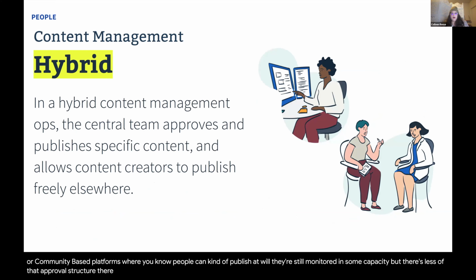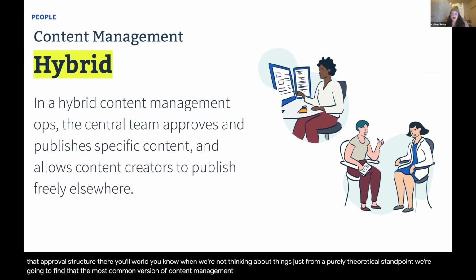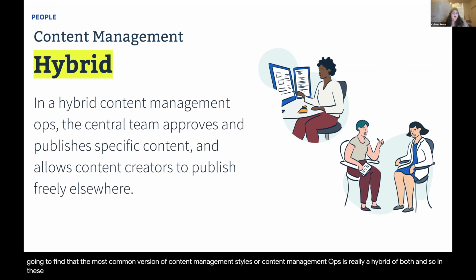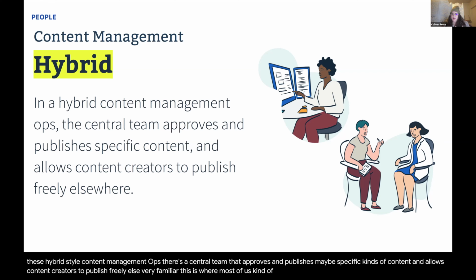In the real world, when we're not thinking about things from a purely theoretical standpoint, we're going to find that the most common version of content management styles or content management ops is really a hybrid of both. And so in these hybrid style content management ops, there's a central team that approves and publishes maybe specific kinds of content and allows content creators to publish freely elsewhere. So this probably feels very familiar. This is where most of us operate.